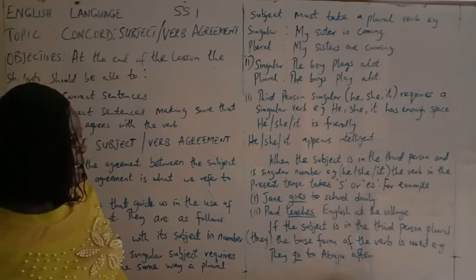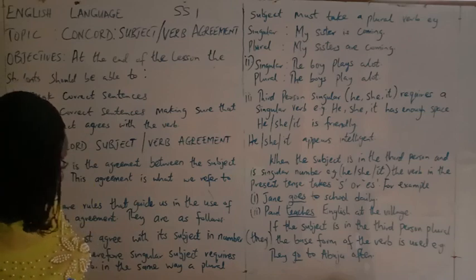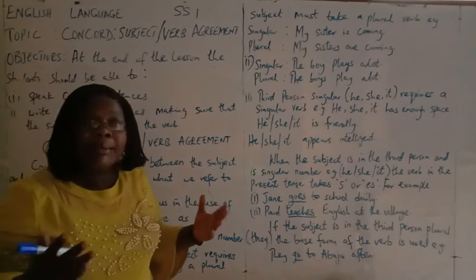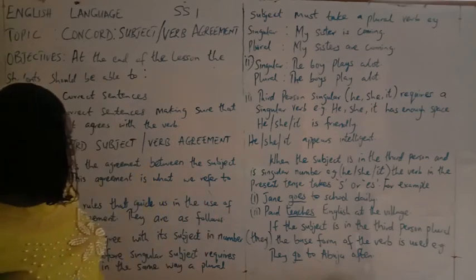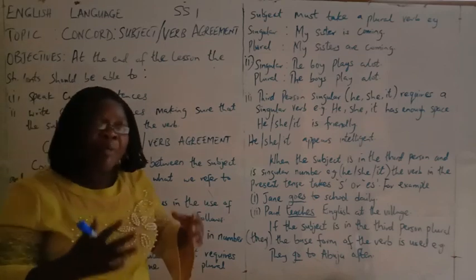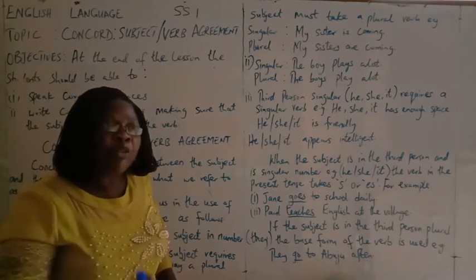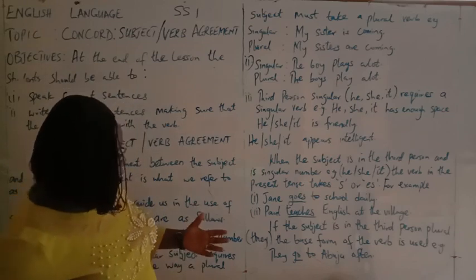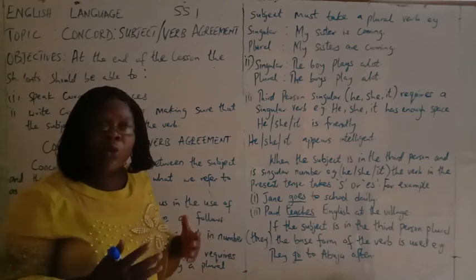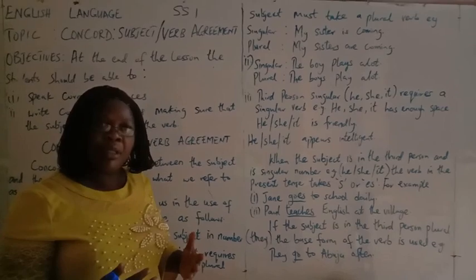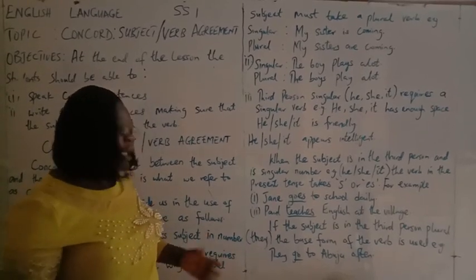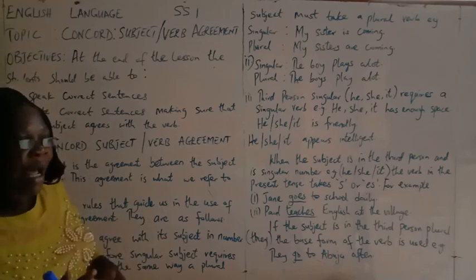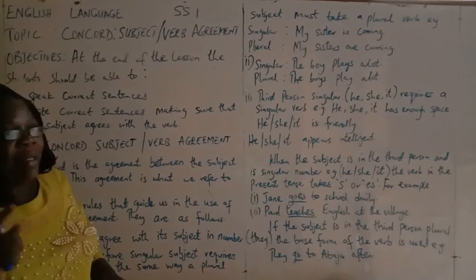If the subject is in the third person plural, what is the third person plural? They. Then the base form is used. That is, because it is plural, you make use of the plural verb. For example, they go to Abuja often. There is plural. It has to go with a plural verb, go. Take note, the plural does not carry S or ES.